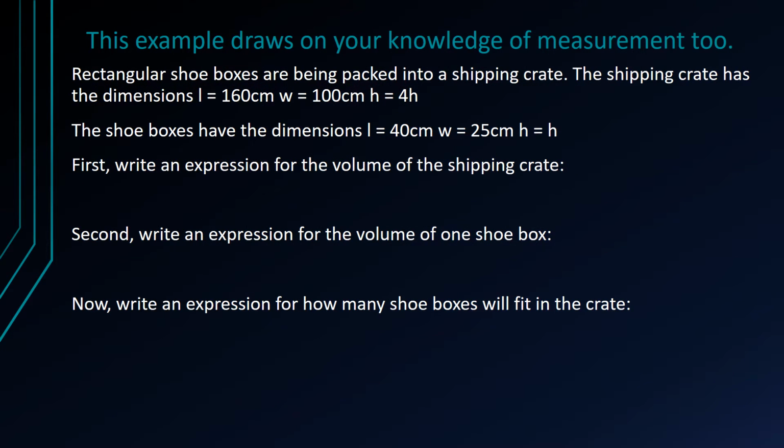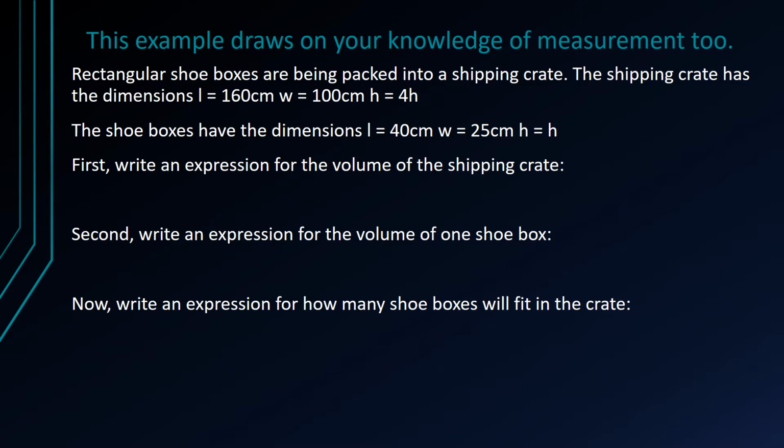Now this example draws on your knowledge of measurement too. So rectangular shoe boxes are being packed into a shipping crate. The shipping crate has the dimensions 160 centimeters length, 100 centimeters width, and 4h is the height of it. Then the shoe boxes have the dimensions 40 centimeters length, 25 centimeters width, and h is the height of them.